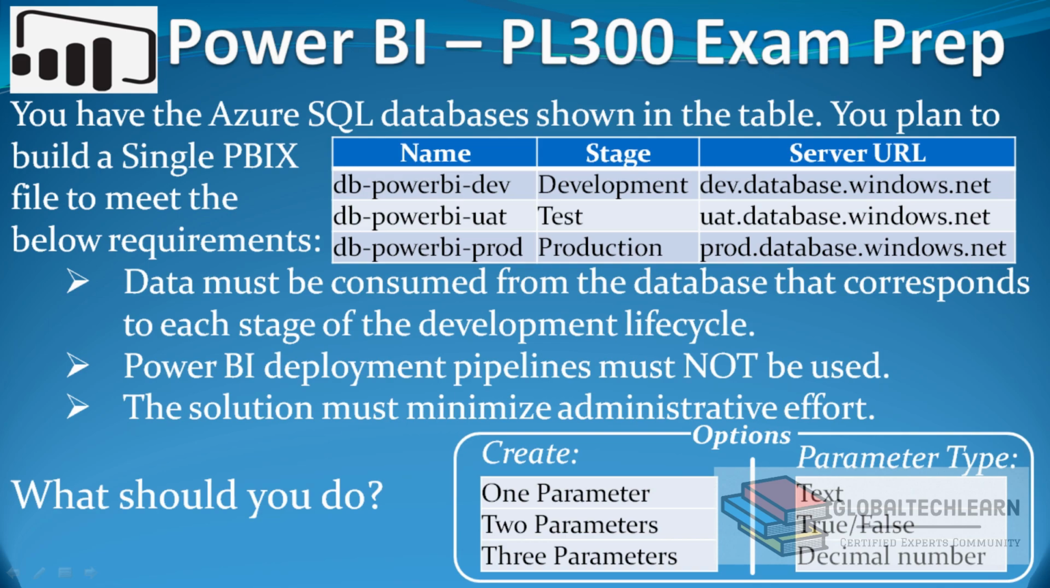Also, we have to consume the data in the report based on the stage of the report, and administrative effort must be minimum. So from these three requirements, we can understand that the Power BI report needs to switch the database server based on the stage. For that, we have to configure the server URL in a dynamic way in the Power BI report. For that, we have the parameters option in Power BI. So now let's practice this case in Power BI.